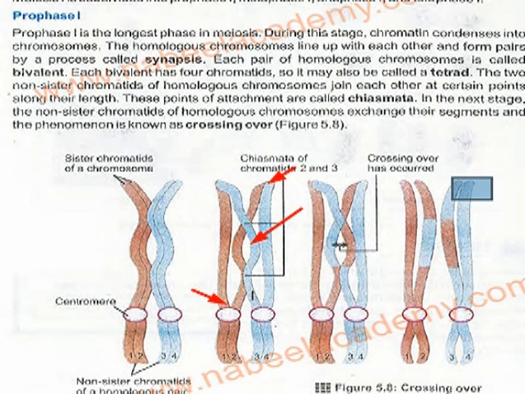In the next stage, the non-sister chromatids exchange their segments and the phenomenon is known as crossing over. Chiasmata is the point of attachment. Understand? Here, this is the point of attachment. This is chiasmata, and after the changing of the genetic material, we call them recombinant chromatids, and the process is known as crossing over.